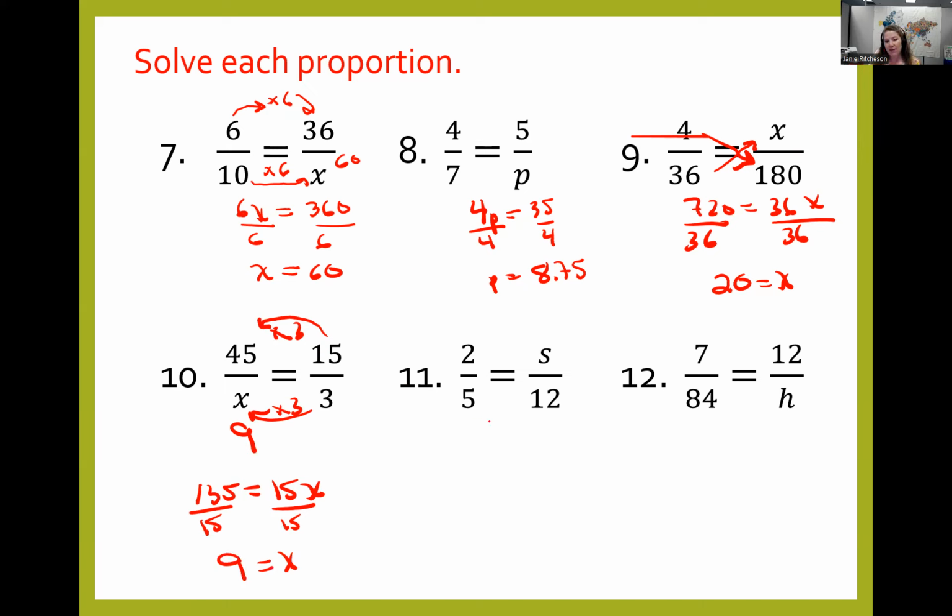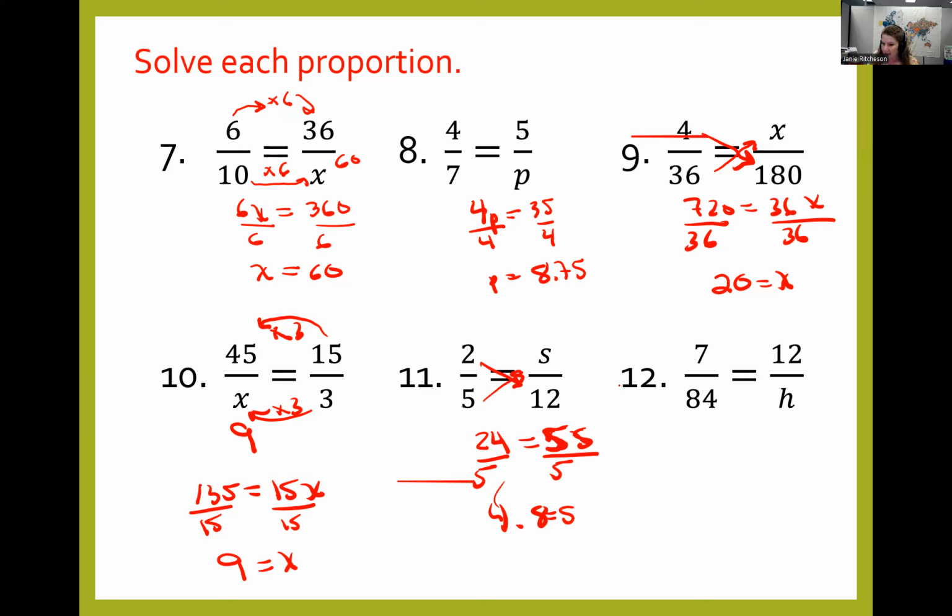We can't multiply 5 by a whole number to get 12. So let's do our cross products. So 2 times 12 is 24. 5 times s is 5s. Whoops, I almost wrote x. X would be better because my 5 and my s look almost exactly alike. All right, so let's divide both sides by 5. So s is equal to 24 divided by 5, which is 4.8.